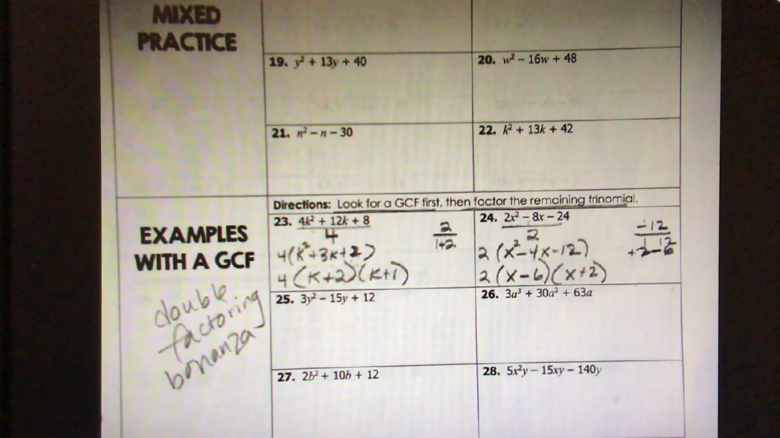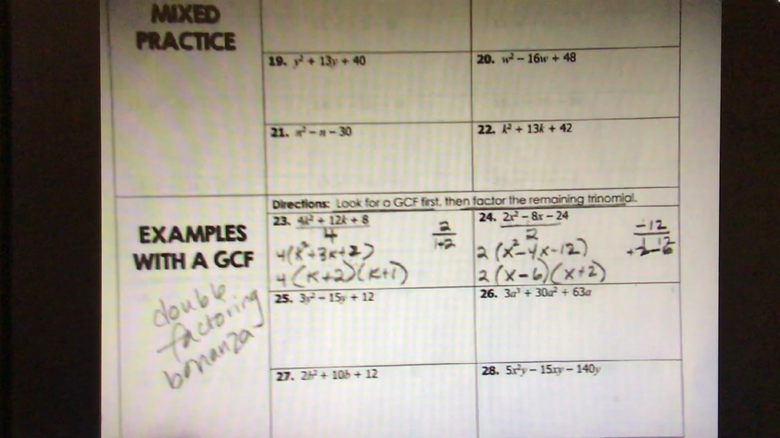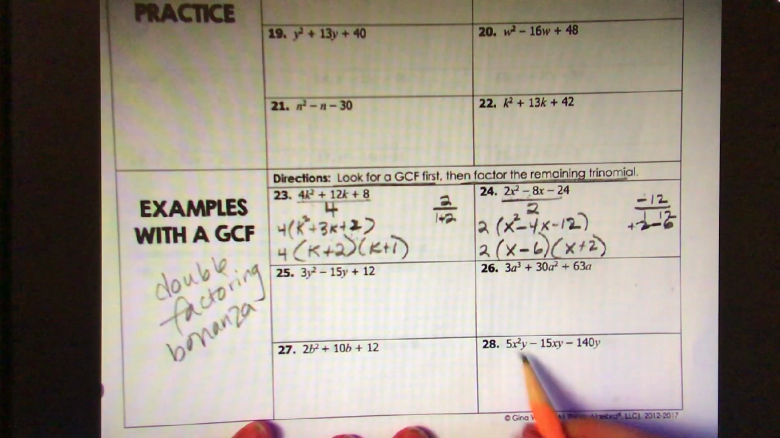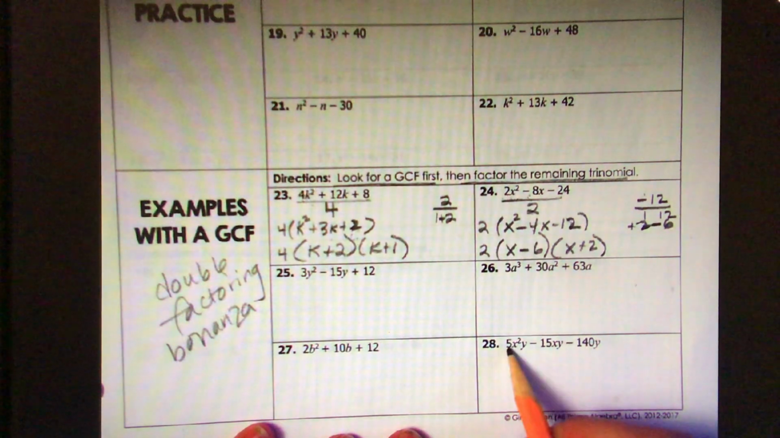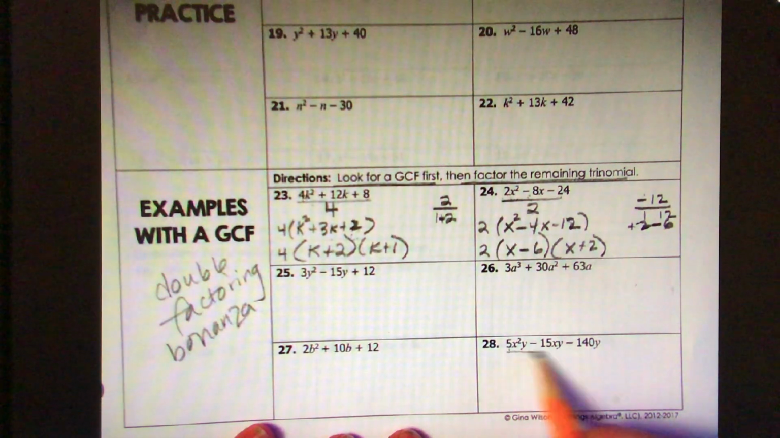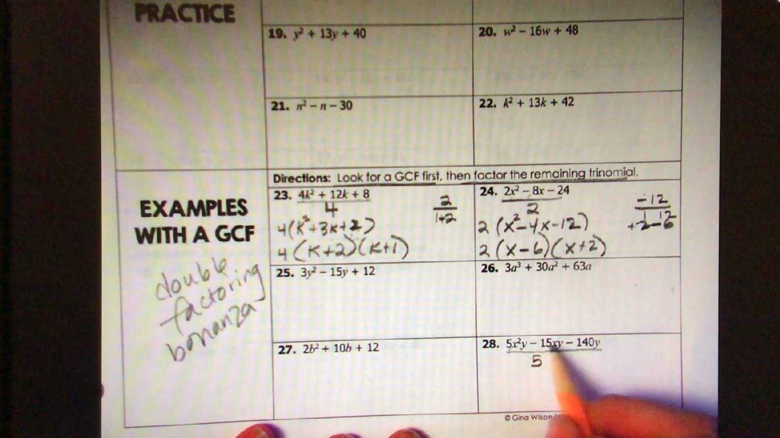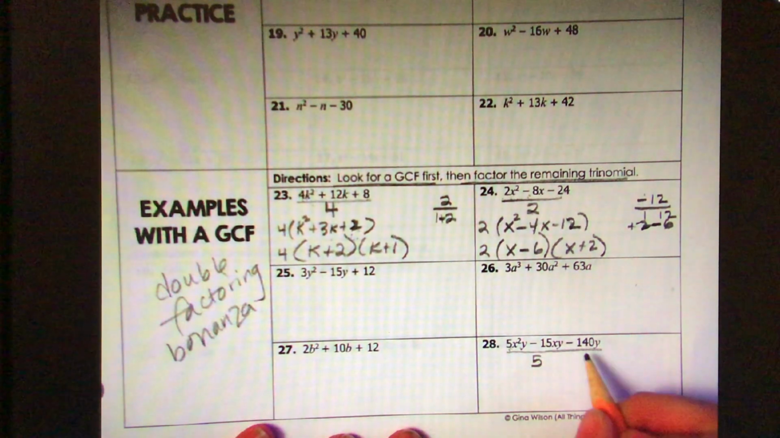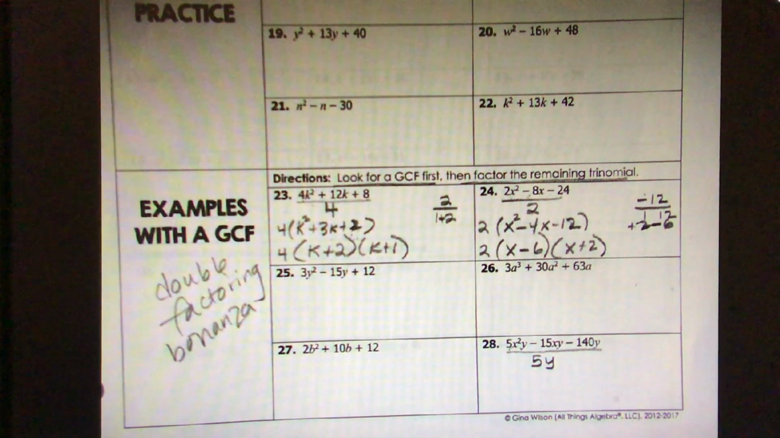Maybe I will skip to 28, because then I still have to do the homework. I'm already looking to see, I have a feeling that it's going to be 5. Looks like 5 goes into all of them. I also see they each have a y term. So that's going to be my greatest common factor.